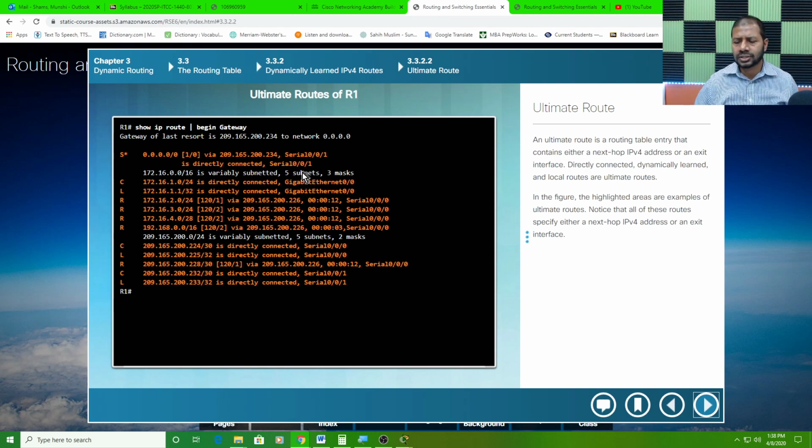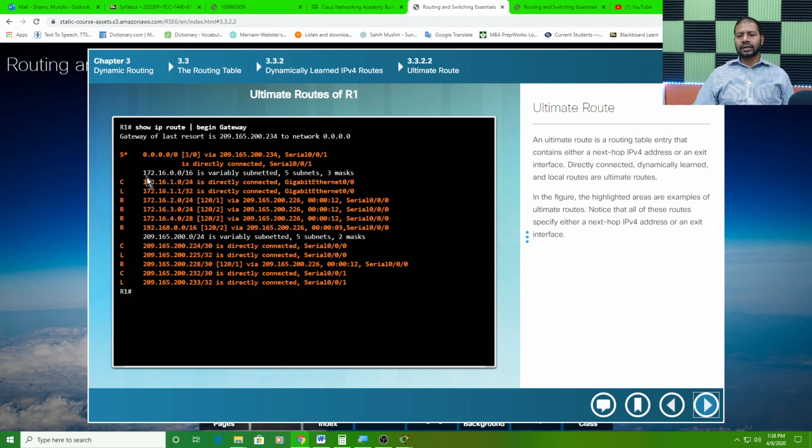So let's see why these lines are ultimate routes. Go line by line, and you see at the end it has an exit interface like GigabitEthernet 0/0. Also look at this line right here: it says via 209, that is your next hop IP address. This is your timestamp, and then your serial interface, the exit interface. So these are all ultimate routes.